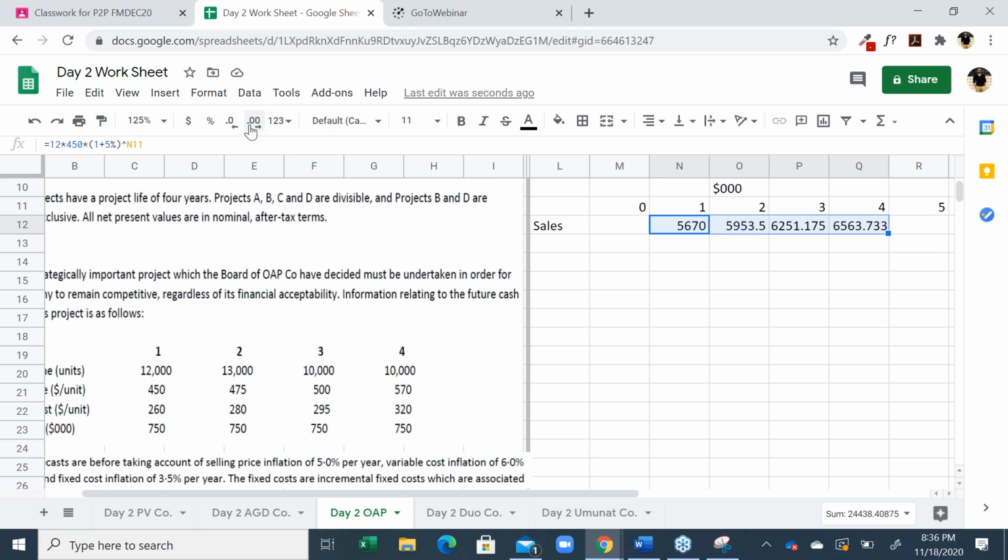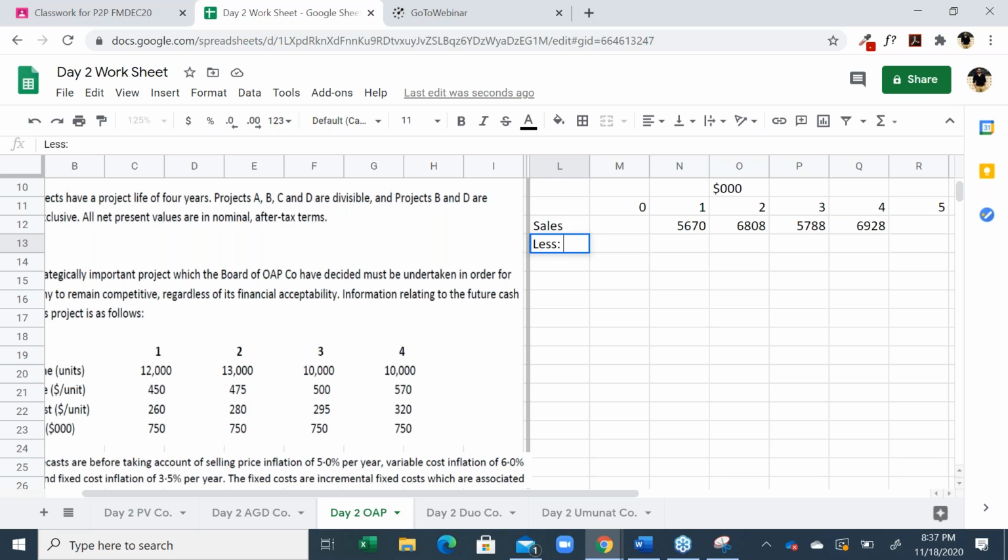So let me reduce the decimal places. And now let's change the sales and prices. The sales volume will be 13,000 and the price is going to be 475. Then for the third year, the sales volume will be 10,000 and the price is going to be 500. And for the last year, sales volume will be 10,000, whereas the price is going to be 570. So done with the sales.